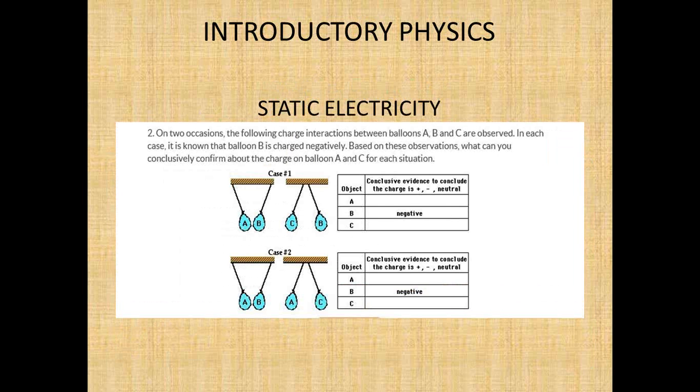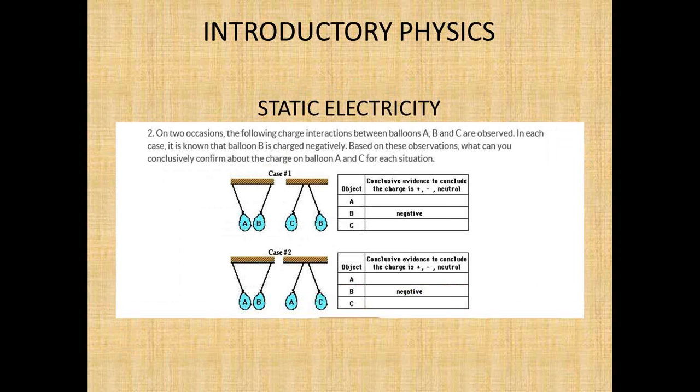In the second scenario, A and C repel each other. So for C to repel A, it has to have a like charge, a similar charge. C has to have a similar charge as A. But we know that A is either positive or neutral.